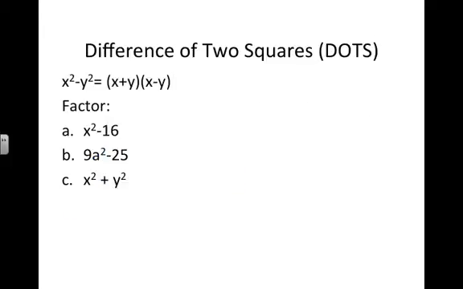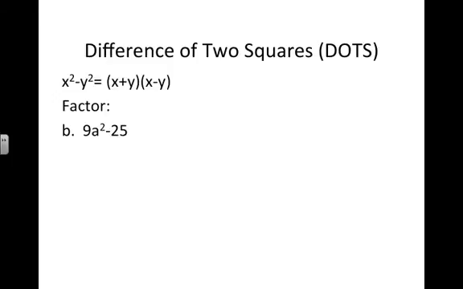All right, difference of two squares, DOTS. We always look for DOTS. Notice there's no SOTS. There's no sum of two squares. It has to be a difference of two squares. And it's going to be the sum of the bases times the difference of the bases. So if we have x squared minus 16, we need to think of the expanded form as x squared minus 4 squared. Yep, that works. So we use our pattern. It's x plus 4 times x minus 4. If you wrote it as x minus 4 times x plus 4, that's fine.